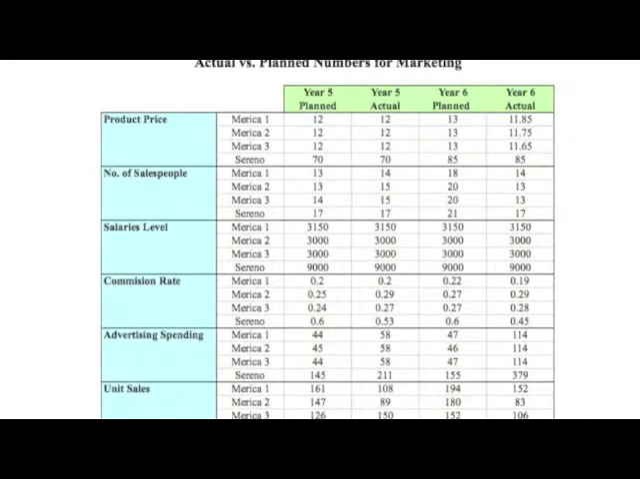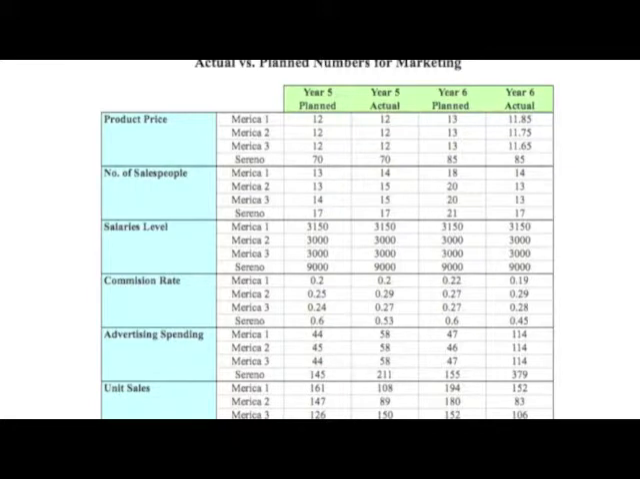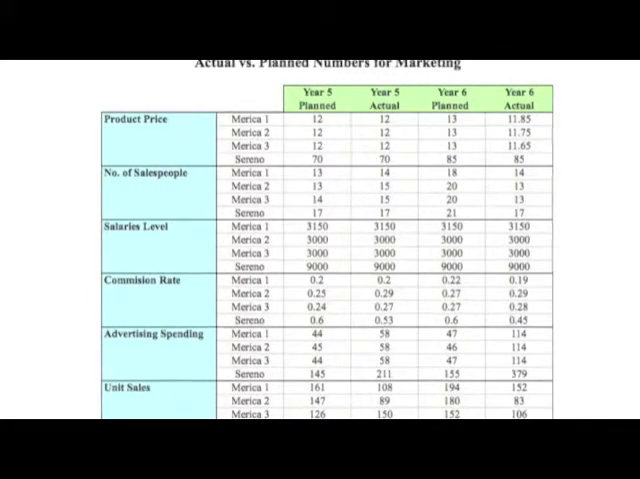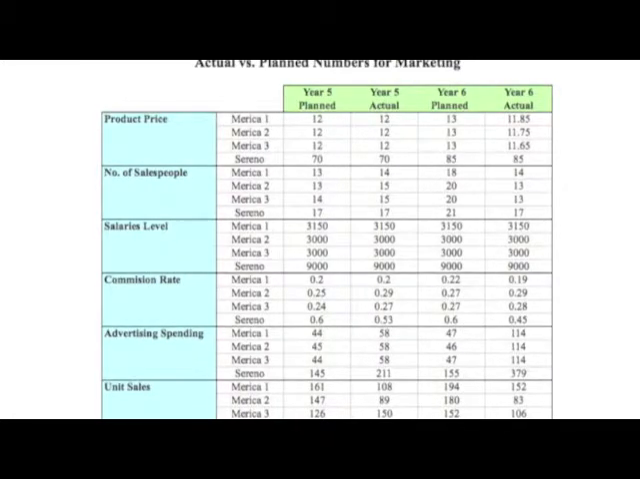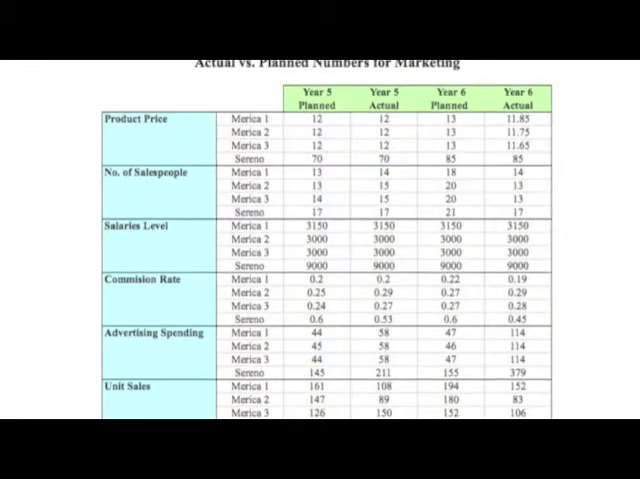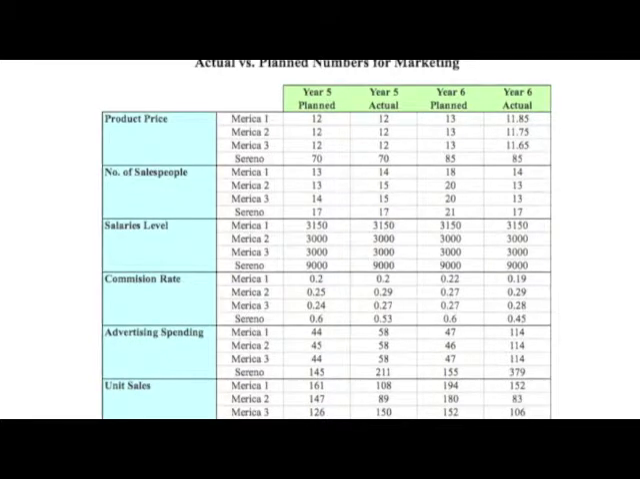As far as advertising expense went, we focused tremendously on advertising in year 5 and more so in year 6. We decided that we needed to attract more customers. By having done so, our sales increased. We were able to attract customers from other companies to purchase our new product that we had just come out with. As far as unit sales, in year 5 and year 6, they fluctuated.